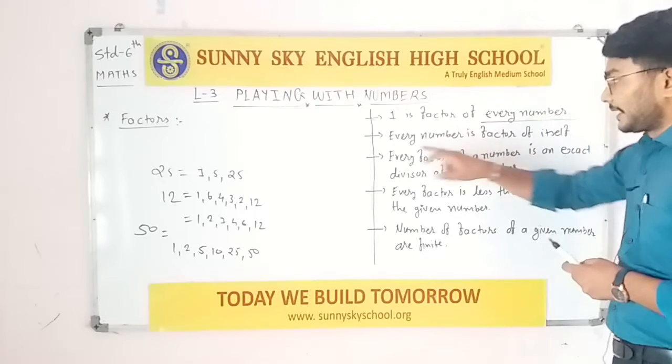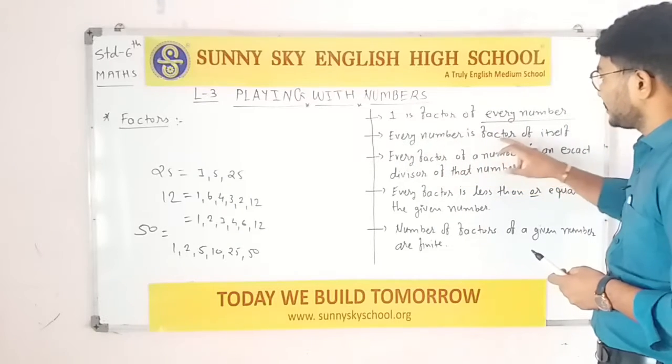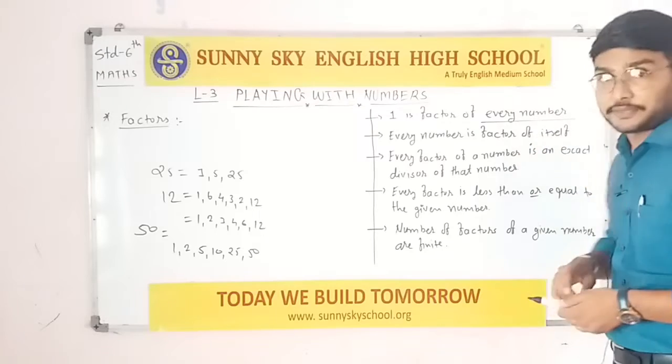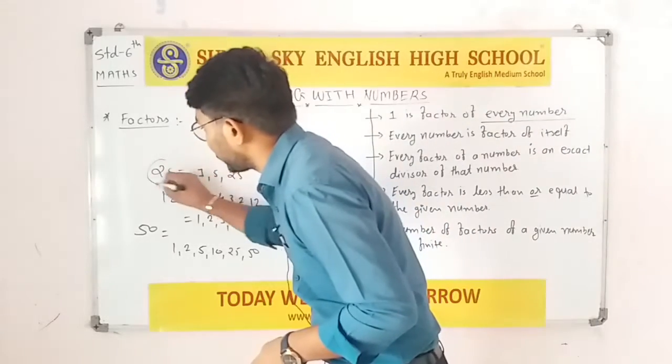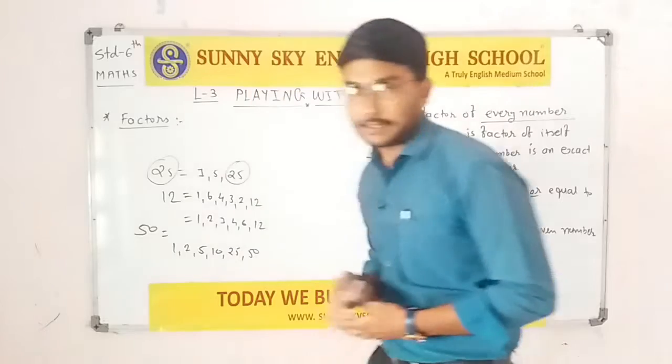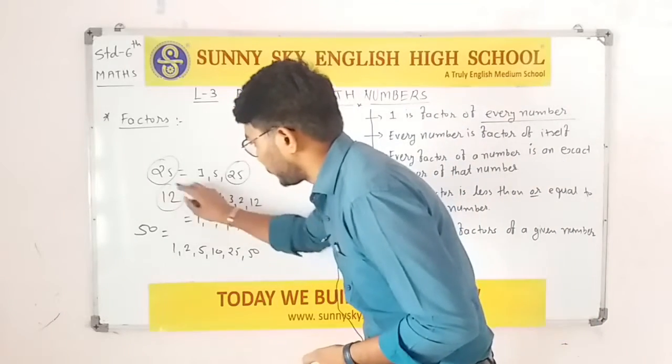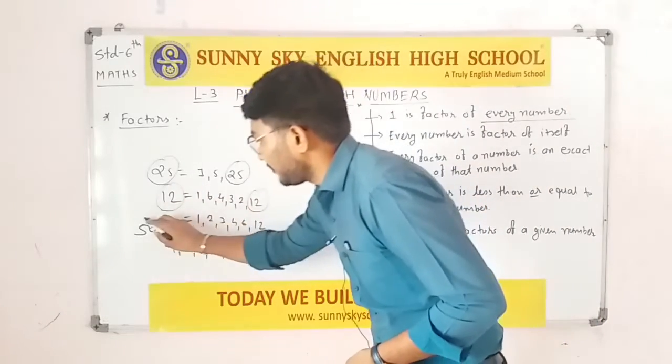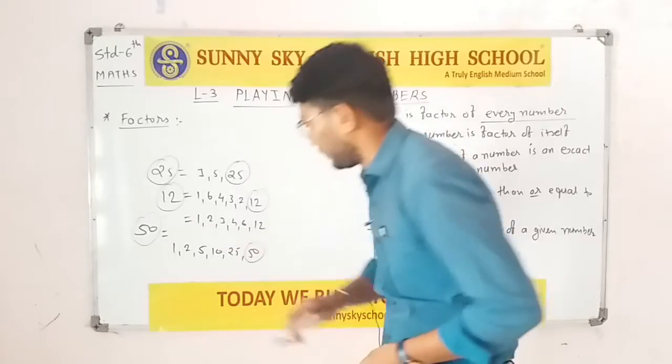Okay, that's the first thing. The second thing: every number is a factor of itself. Here we found the factors of 25, and 25 is a factor. Here we found the factors of 12, and here also 12. Here we found the factors of 50, and here also 50 is there.